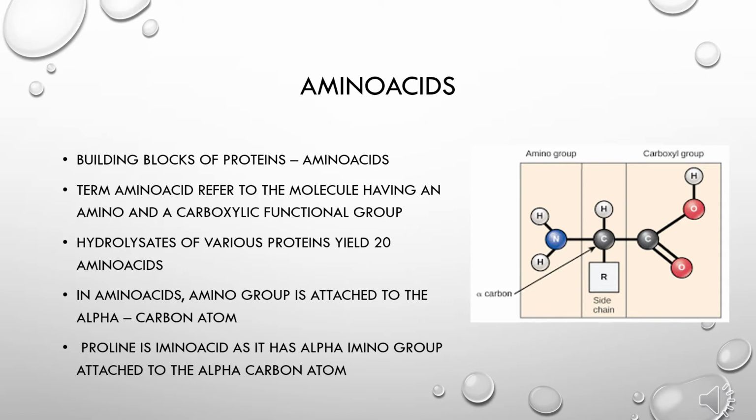The term amino acid refers to a molecule having an amino group and a carboxylic functional group. Hydrolysates means that if we do the hydrolysis of proteins, it is going to yield 20 different amino acids. In amino acids, the amino group is attached to the alpha carbon atom. The exception is proline, which has an imino group instead of an amino group.